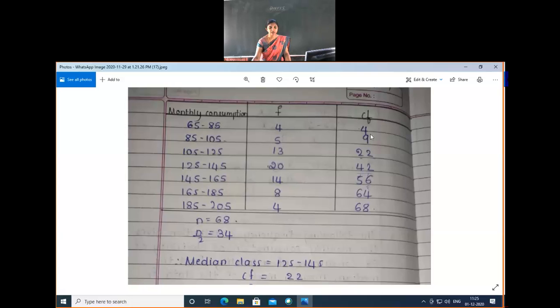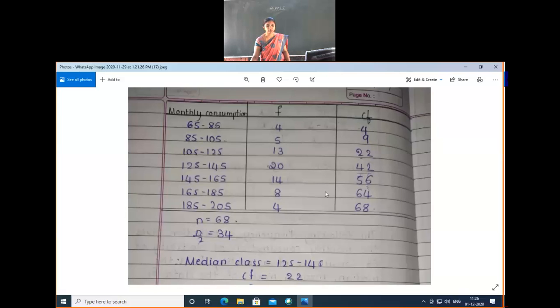So median, let us recall the median concept once. For the median, what we actually need is cumulative frequency. Monthly consumption and frequency are given in the problem only. For that, we have to find the cumulative frequency, the addition of the frequencies. In cumulative frequency, we can observe 2 types: less than cumulative frequency and more than cumulative frequency.